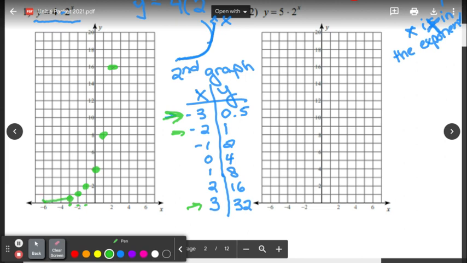Now to graph, connect, and don't forget to put arrows. And I'm going to label my graph. That's how you do it.